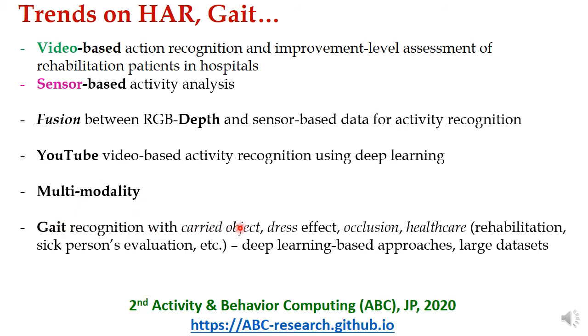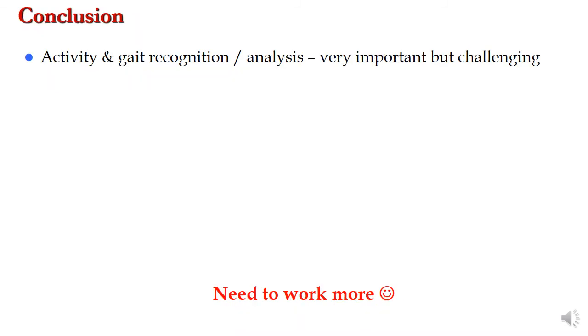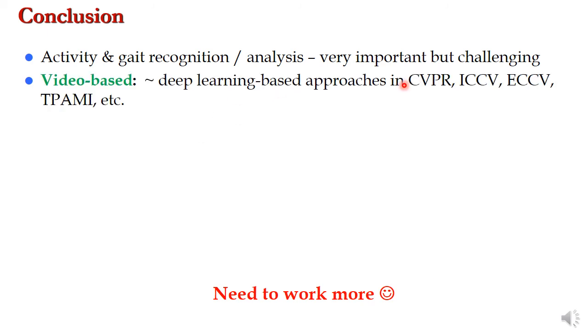Gait recognition with carried objects, brace effect, occlusion, and healthcare, like rehabilitation and sick persons' evaluation, can be explored on large datasets. Actually, we started a community called Activity and Behavior Computing. You can visit this website, and we organized a conference last year in the USA and this year in Japan. Activity and gait recognition analysis is very important but very challenging.